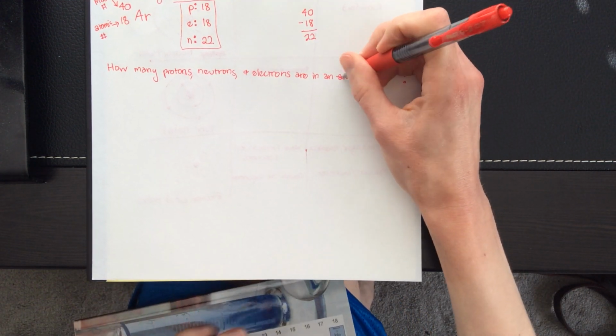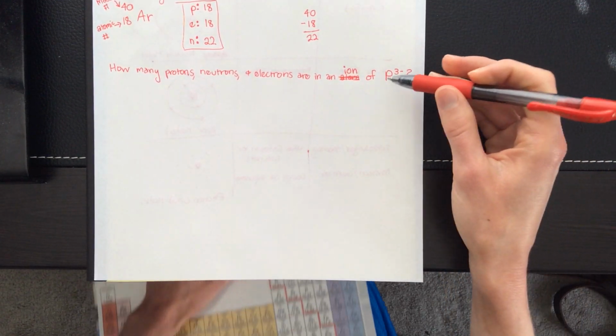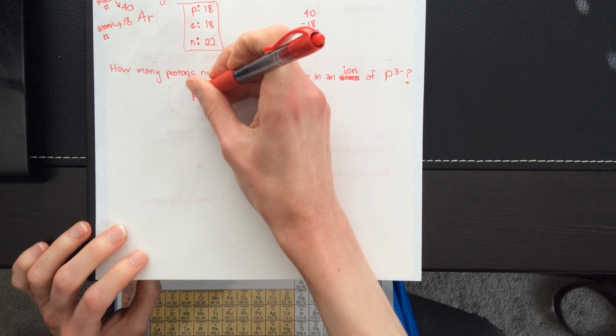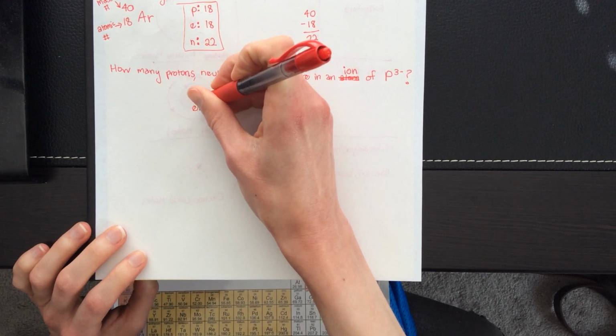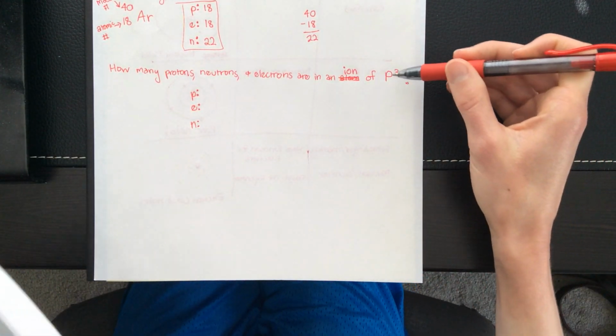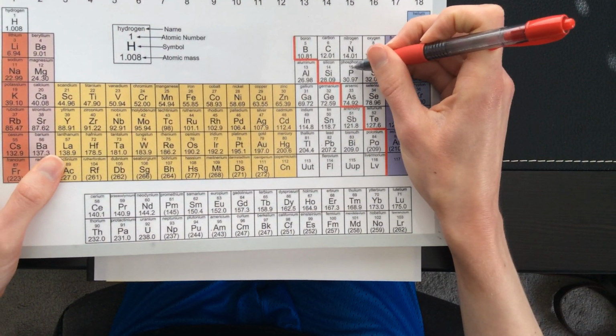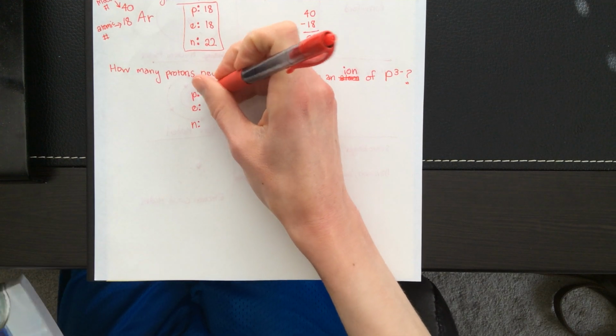Actually, this should say ion. This is an ion now. It's got a charge. Okay, so this one is a little weird because it doesn't give you a mass number. So we can look at the periodic table. We can find the atomic number of phosphorus. It's number 15, so it's going to have 15 protons.